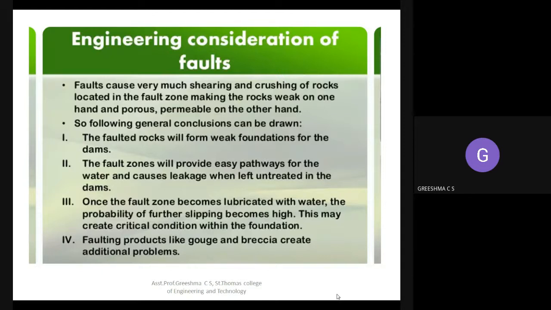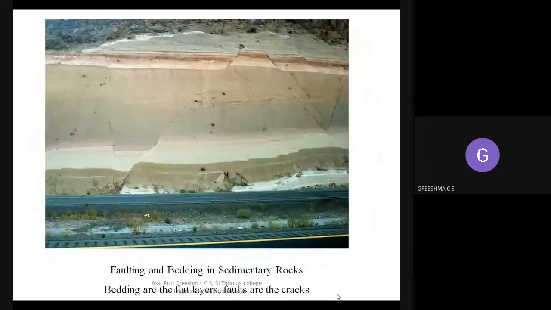A fault can cause shearing and crushing of the rocks located in the fault zone, making the rock weak on one hand, and porous and permeable on the other hand. So what is happening in a fault? In a fault, crushing and shearing of rock is occurring. From this picture, you can see it. In this picture, it is pretty clear, right?